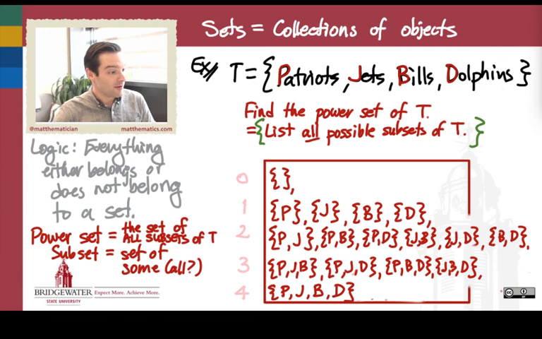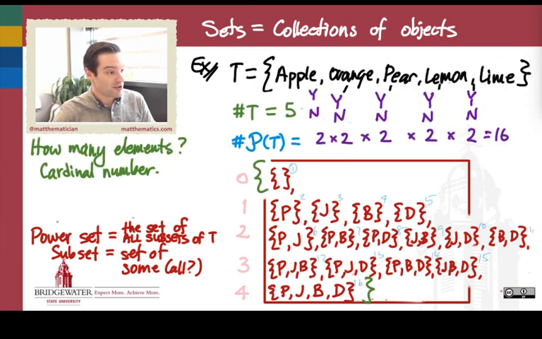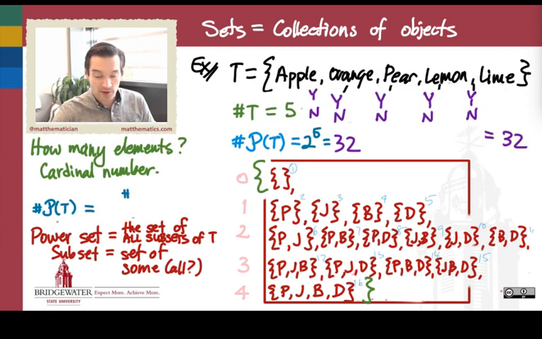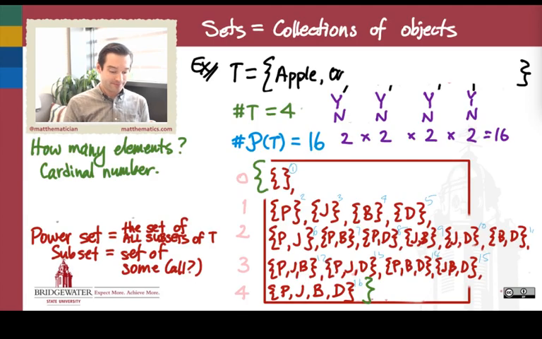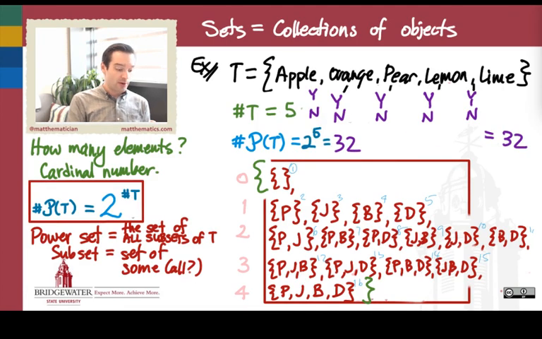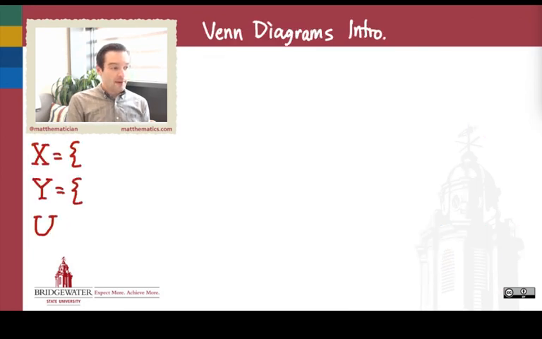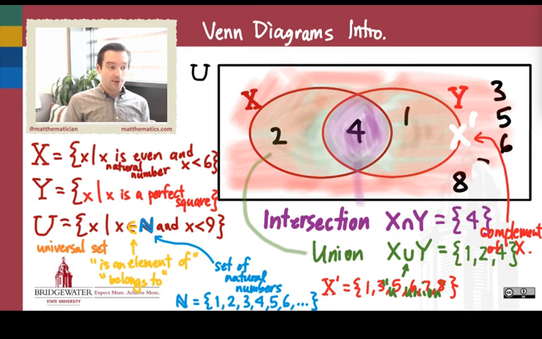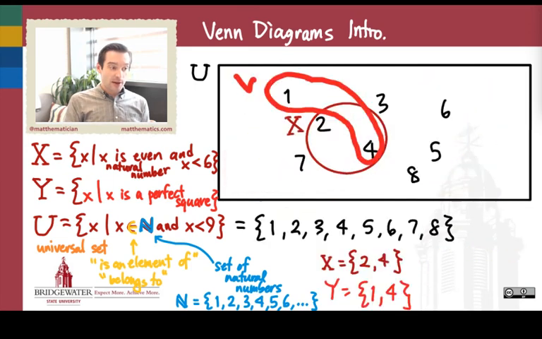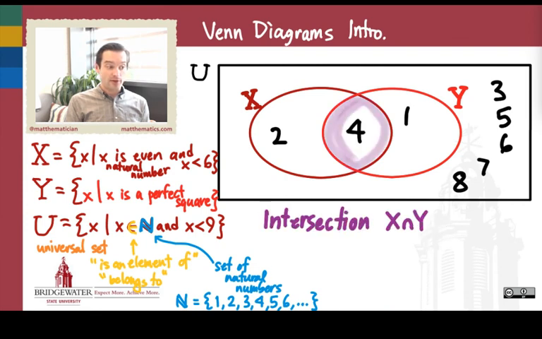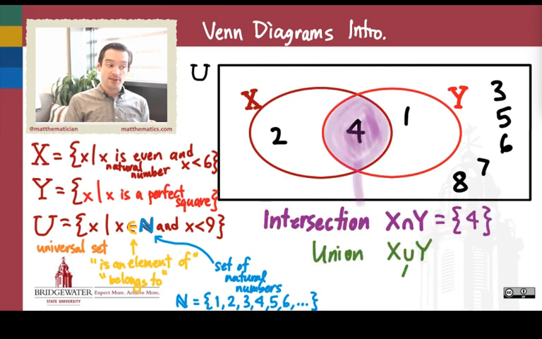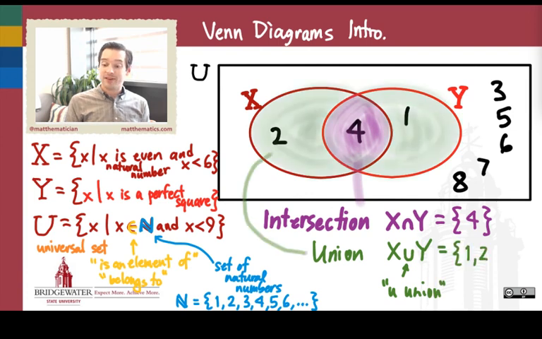From there, we arrived at this general hypothesis, that the cardinal number of a power set is nothing more than 2 raised to the cardinal number of the original set. That was a super helpful little formula. It's really the only formula that we encountered today. And then we had an introduction to Venn diagrams, in which we figured out how to use a Venn diagram to express some ideas about sets, and also how to begin to use Venn diagrams to think about the set operations of intersection and union.